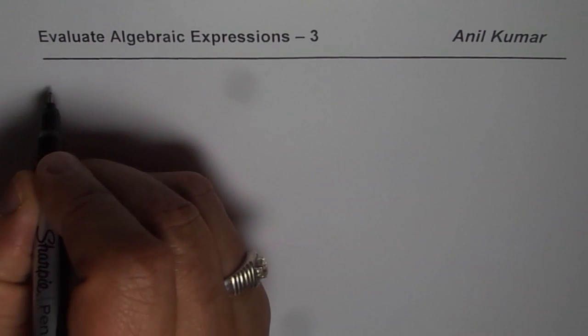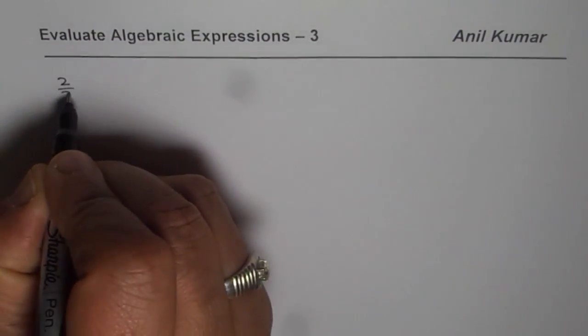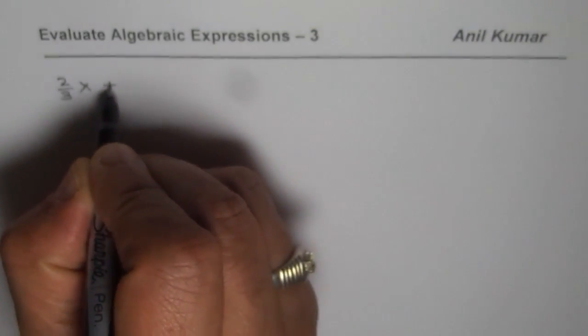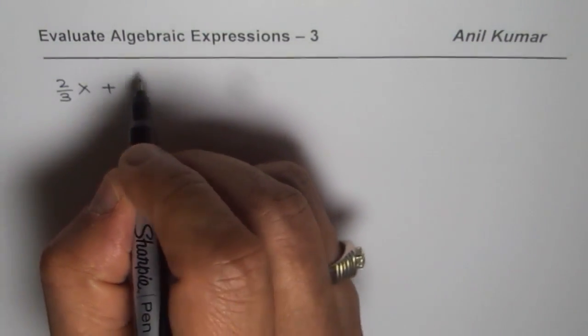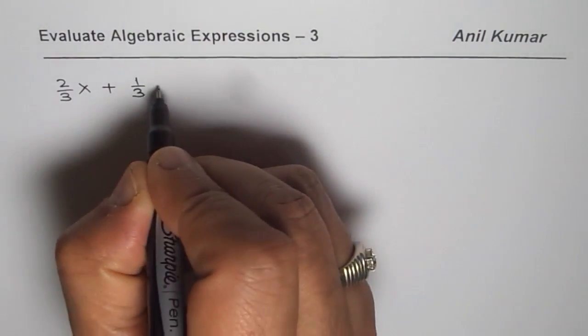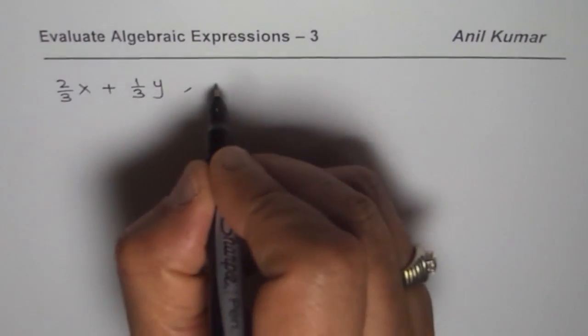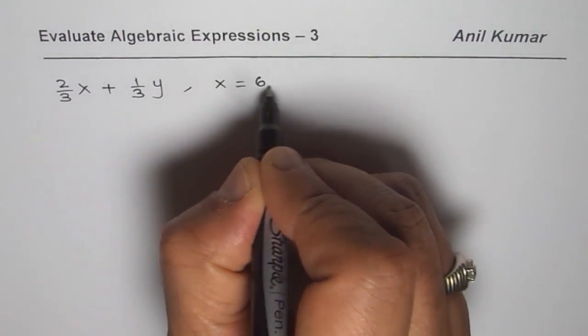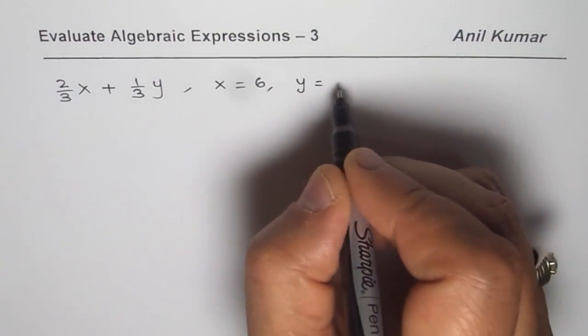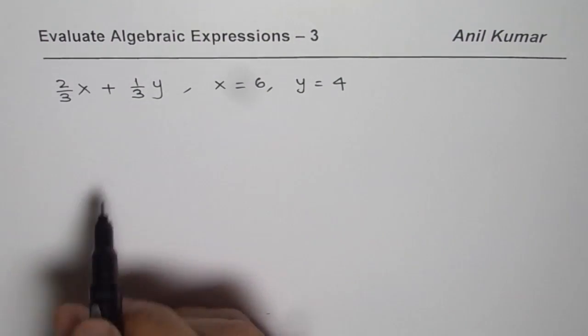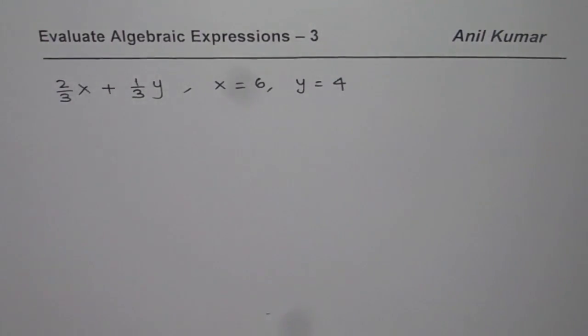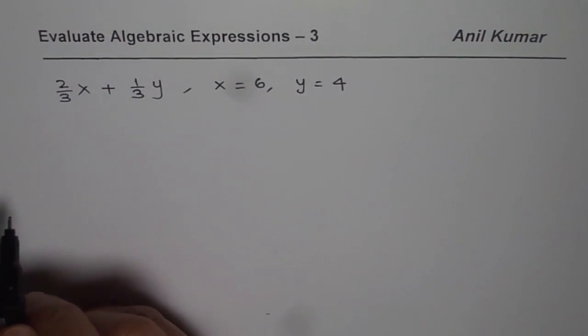Let us take examples: 2 over 3x plus 1 over 3y. Let this be an expression where x is equal to 6 and y is equal to 4. You need to evaluate the value of this expression. So that is one of the questions.